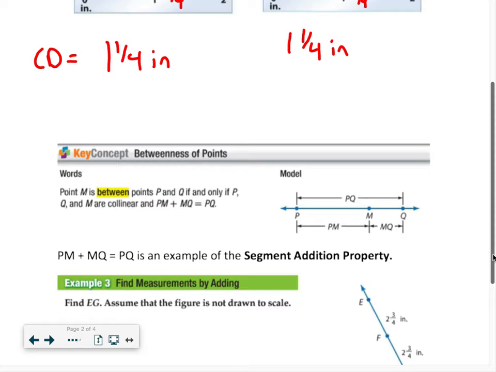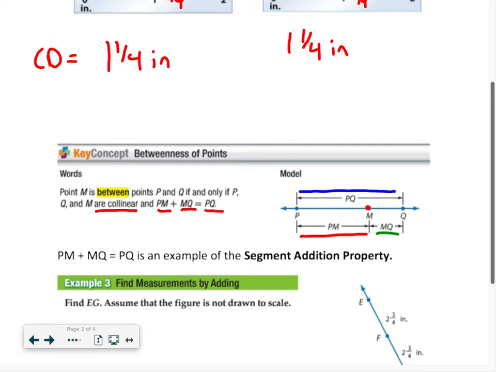Key concept here: betweenness of points. Point M is between points P and Q if and only if P, Q, and M are collinear and PM plus MQ equals PQ. So the idea of betweenness is that M falls between P and Q if and only if PM plus MQ equals the whole segment PQ.